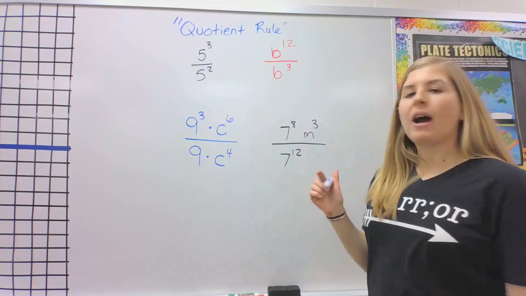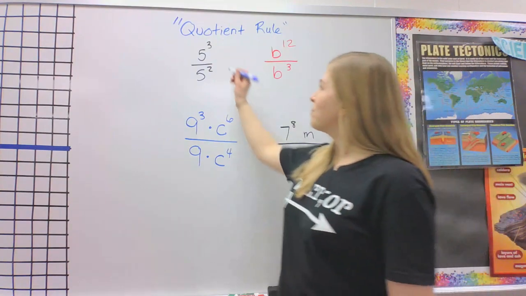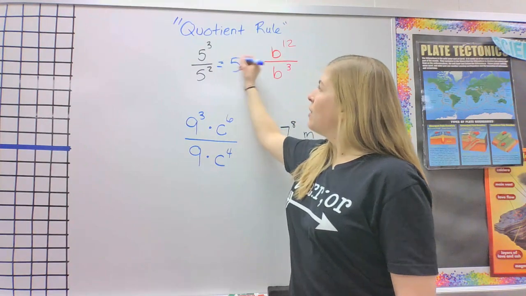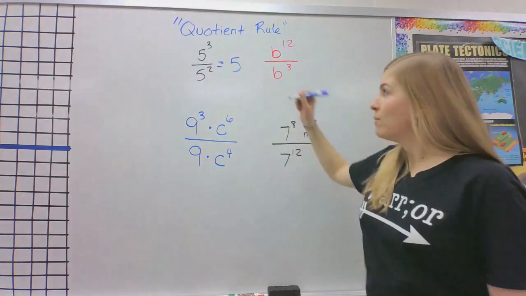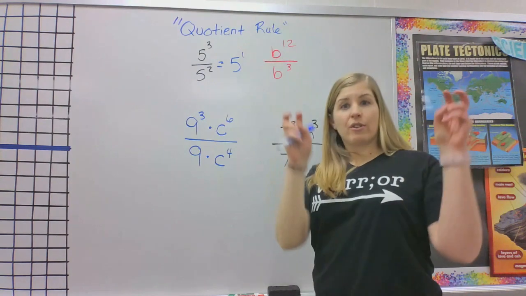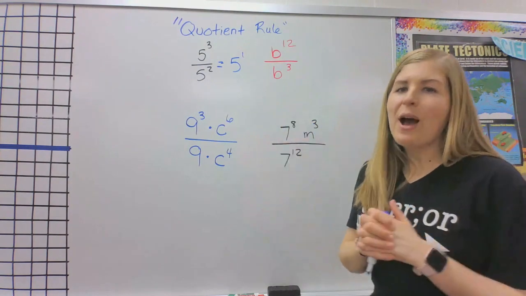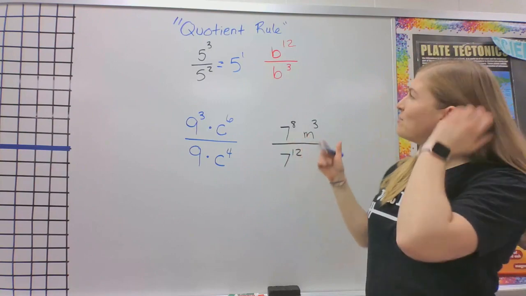So we have 5 to the third power divided by 5 to the second. We simplify that, we keep the same base, and then we just subtract. 3 minus 2 is 1. We can write 5 to the first power, or if you just left it by itself, it would imply that it's 5 to the first. Sometimes you don't need to include that 1.